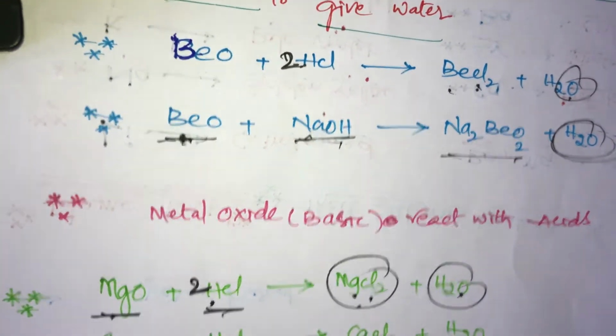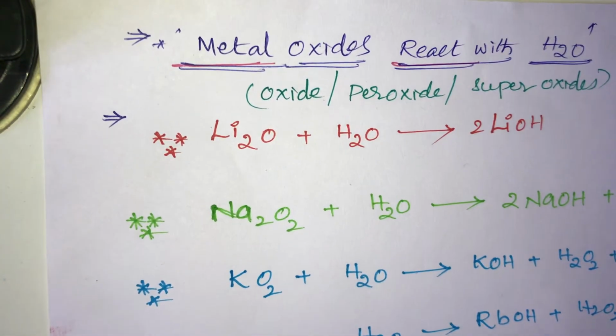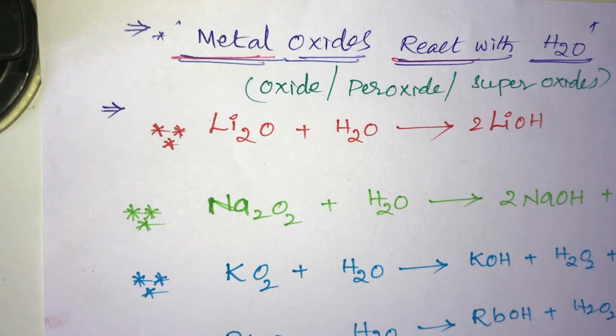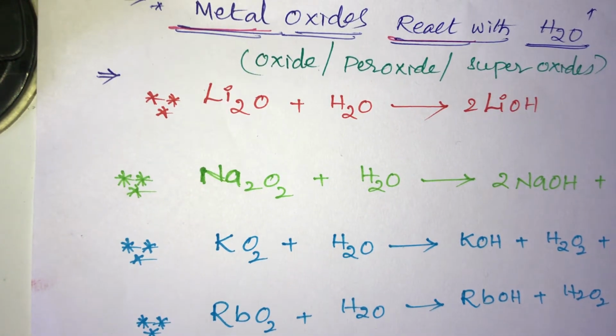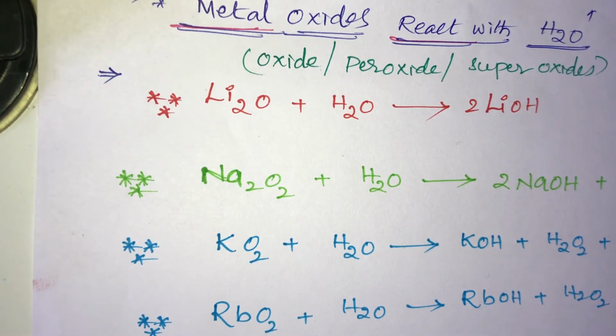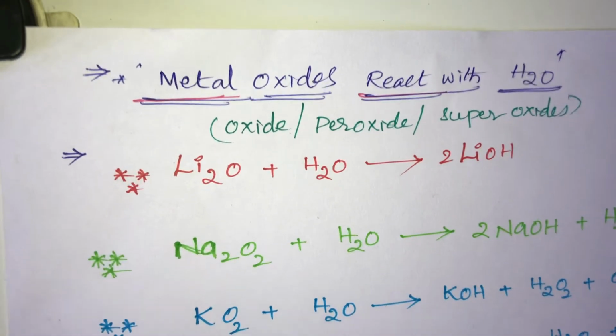Next one, metal oxides. Metal oxides means oxides, peroxides and superoxides. These metal oxides react with water. What happens? They react with water to give strong bases. All metal oxides, like peroxides, superoxides and oxides, dissolve in water to give strong bases.